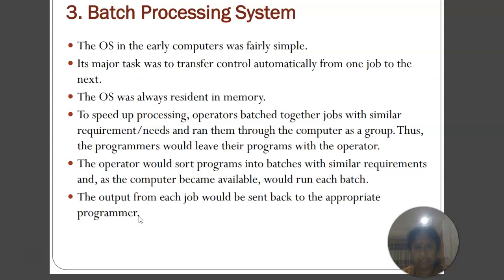First one is the batch processing system. The operating system in early computers was fairly simple. Its major task was to transfer control automatically from one job to the next. The operating system was always resident in memory. To speed up the processing, operators batched together jobs with similar requirements.